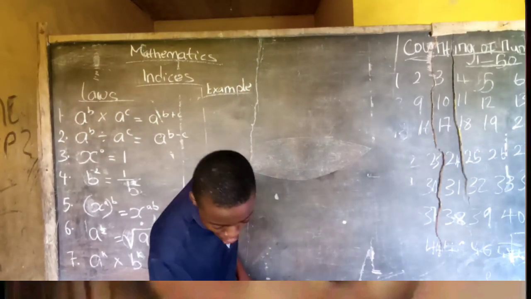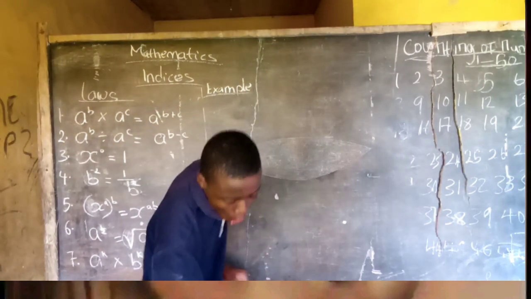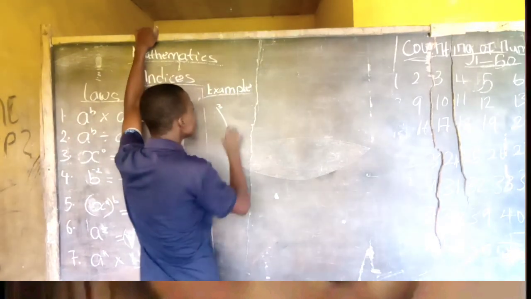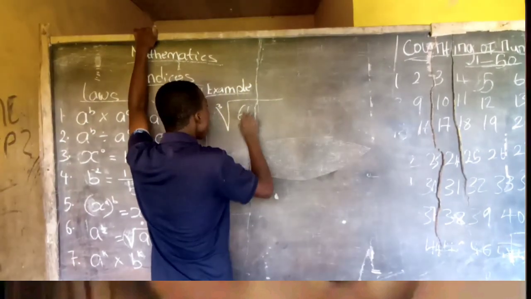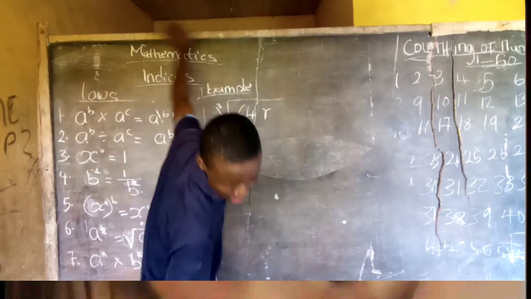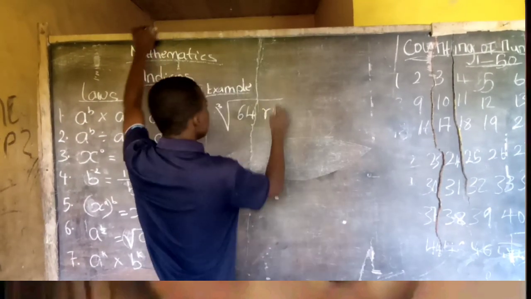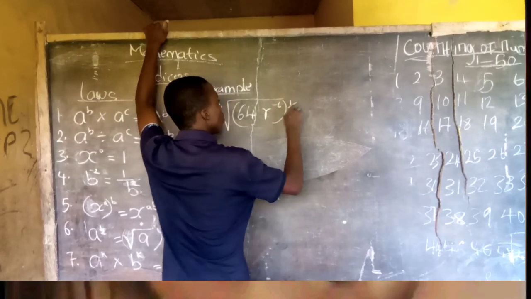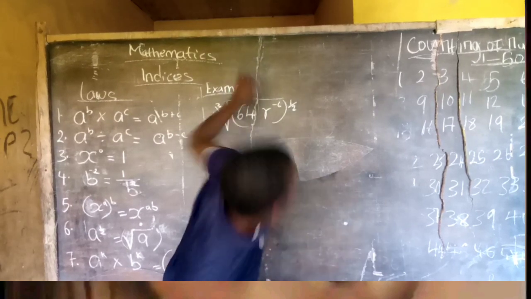So here is the question. They said we should solve the third root of 64 to the power of -6, all multiplied by 1 upon 2. I think that's the question. Yeah, that was the question.